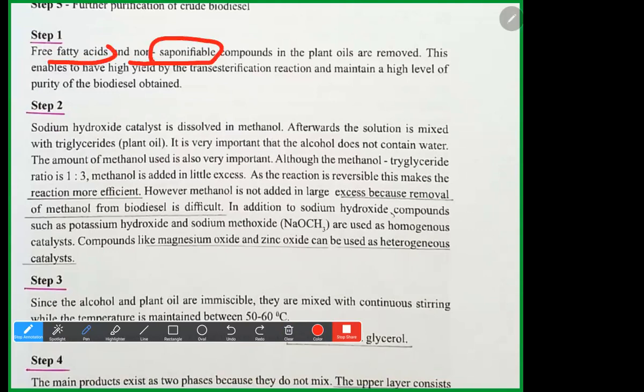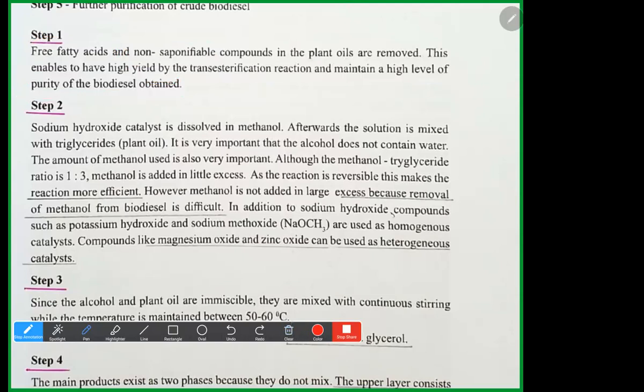So free fatty acids are there which go through saponification to make soap, but there are some other fatty acids which do not go through saponification. Those are called non-saponifiable compounds, and in the plant oils they are removed. This enables a high yield for the trans-esterification reaction and mainly a high level of purity of the biodiesel obtained.